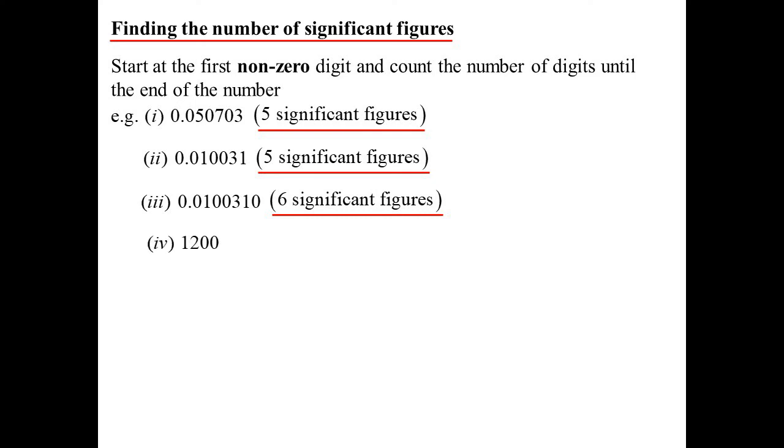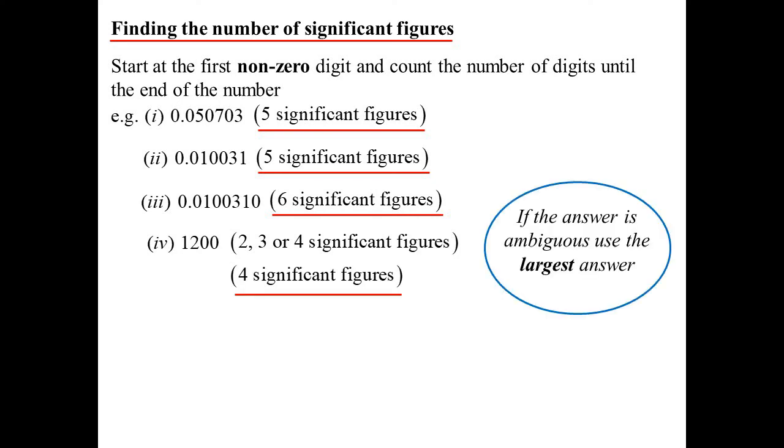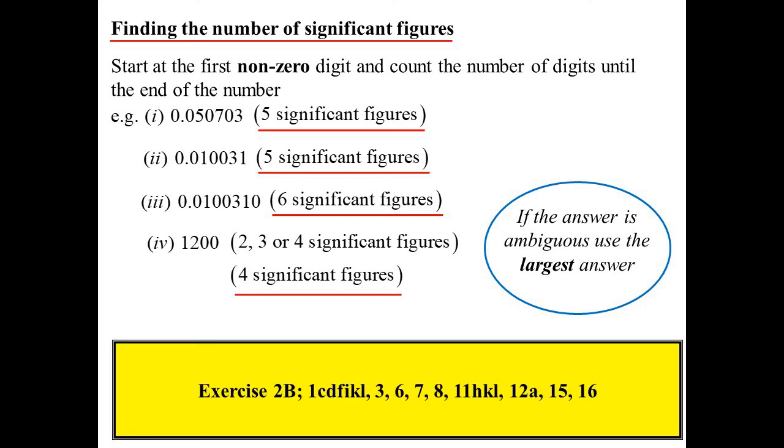Oh, but what about these whole numbers? We just saw, is it 2, is it 3, is it 4? So this one here, my answer is, well, there's 2, 3, or 4. That's usually unsatisfactory because they like a definite answer. So if I had to write an answer for that, I would say 4 significant figures. I might not be right, but I can't be wrong with the information they've given me. So if it is, again, ambiguous, I'm going to give the largest possible answer. So that's the first bit for today.